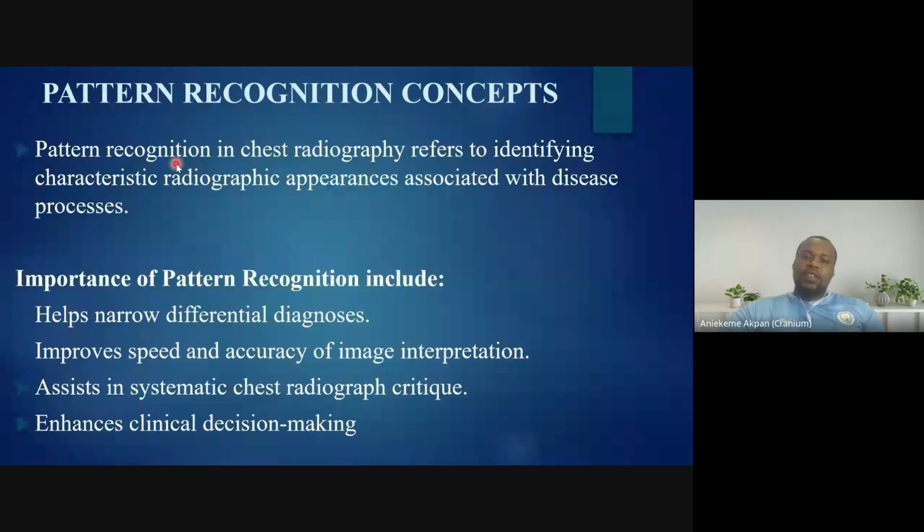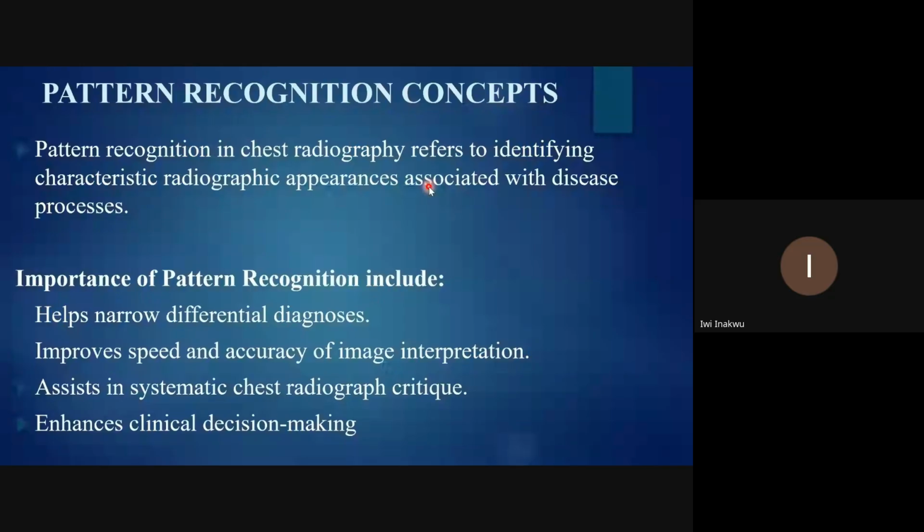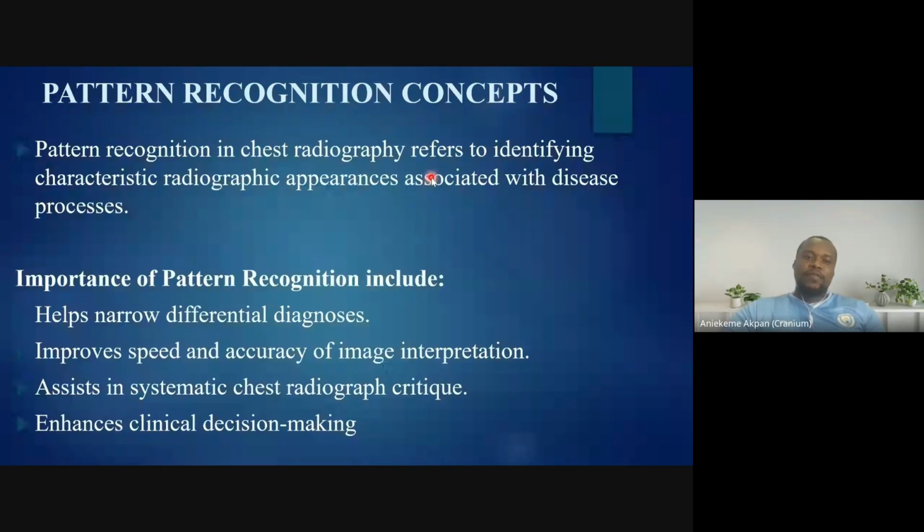Okay, so pattern recognition in chest radiograph refers to identifying characteristic radiographic appearances associated with disease processes. So this association with disease processes can help us to be more definite in our diagnosis. That is all what I want you guys to understand, because most of the features on chest X-ray may likely overlap. A lot of features overlap. So they tend to associate it with some changes in the thorax or in the lungs or with the heart to say, okay, because there is this change, then it's likely this.